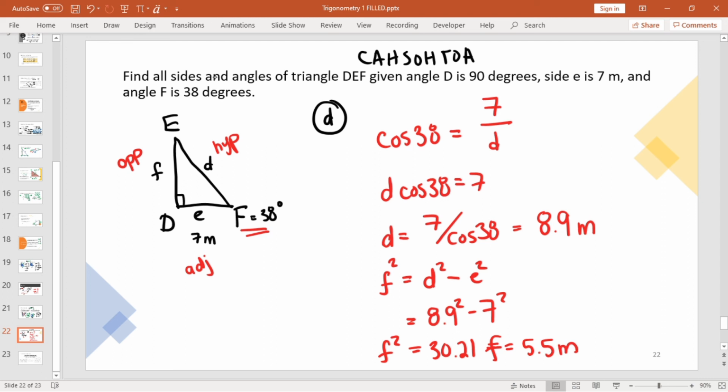And if I want to find angle E, well, you can use trig, or you can just be lazy. Remember that angles in a triangle need to add up to 180. So you can do 180 minus 90 for the right angle, minus 38, and the leftover has to be angle E, which is going to be 52 degrees. And if you were really lazy, you just always know that one angle in a right triangle is going to be 90, so you can just do 90 minus 38 and get that 52.